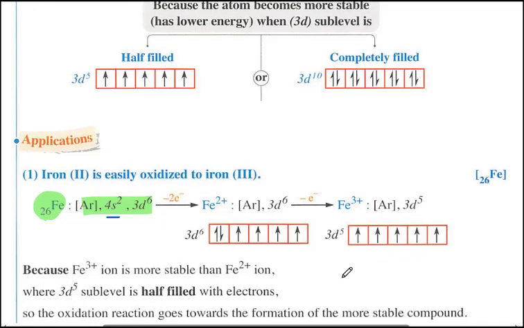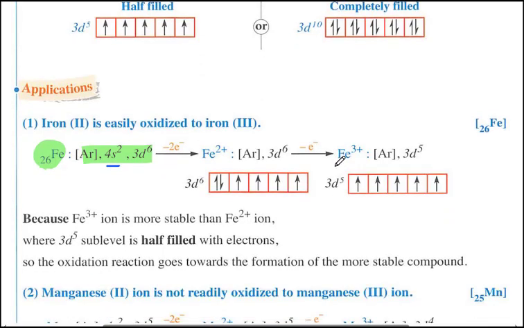So ferrous can easily be converted into ferric. Iron positive 2 is easily oxidized into iron positive 3, as iron positive 3 is half filled and more stable.